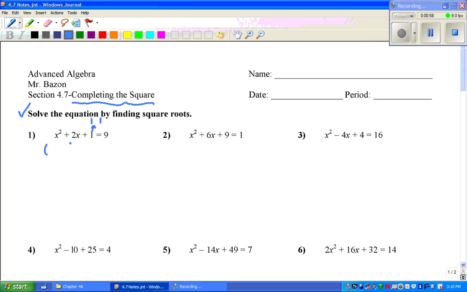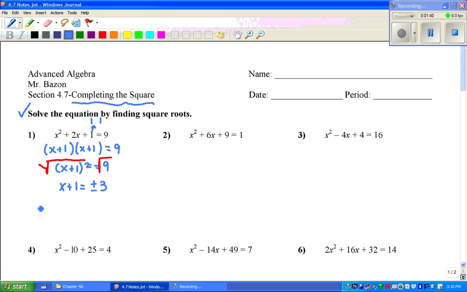So really, if you were to break this one down, you'd have x plus 1 and x plus 1, and that is all equal to 9. Now, x plus 1 and x plus 1, we see it twice, so we can write that as x plus 1 squared is equal to 9. Now we can solve this using square roots. I'm going to take the square root of that. This side would be x plus 1 is equal to, and the square root of 9 is going to be plus or minus 3.